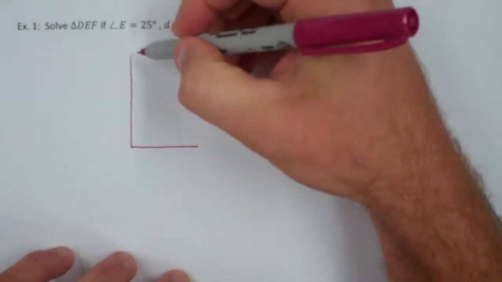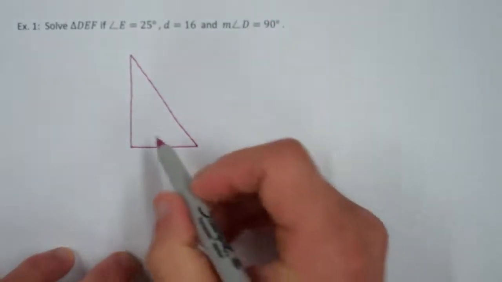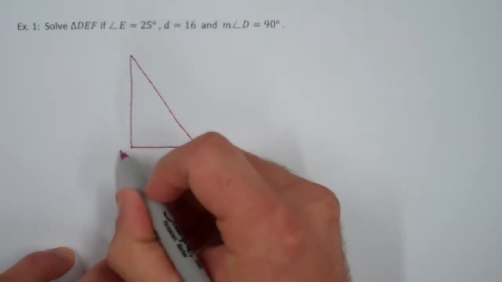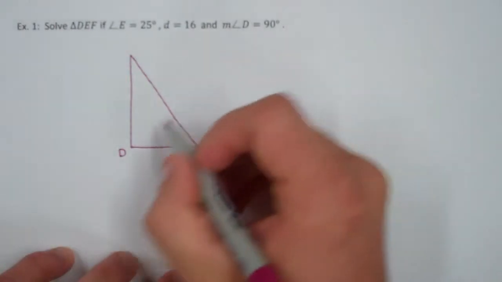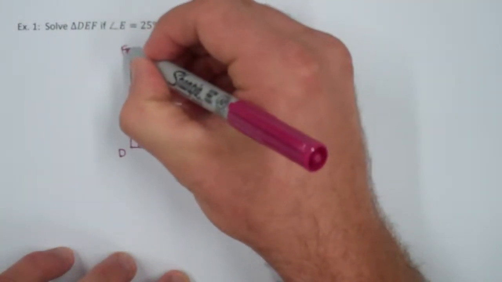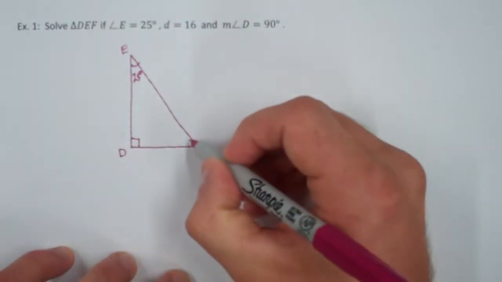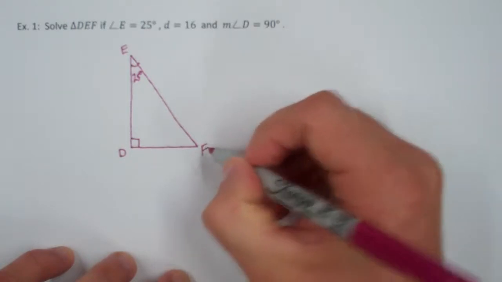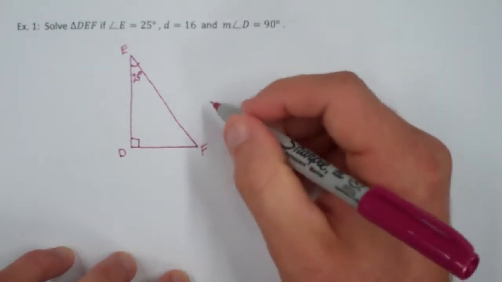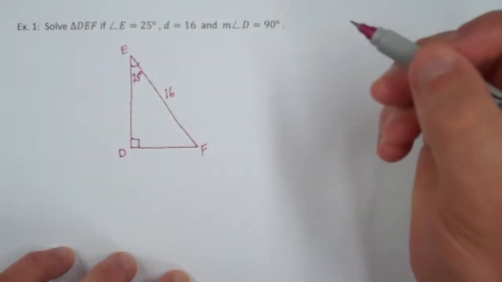But we do want to try to get something that's close here so that our mind can wrap itself around this problem. Let's make this D here. We know D is 90, so we got a right angle. And then E would make sense here. That looks to be about 25 degrees. And then we don't know this angle, but that'll be angle F, and we're going to have to find that one. And then we're also told that D here, the hypotenuse of this right triangle, is 16.